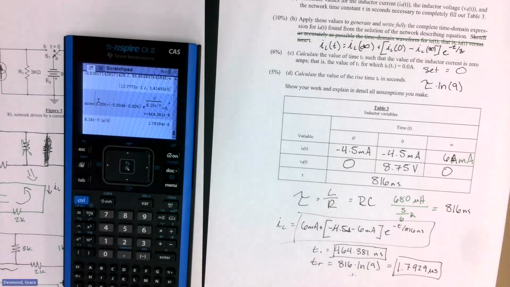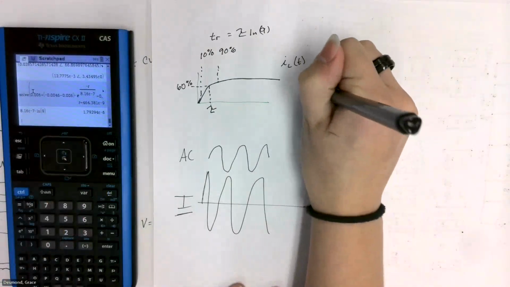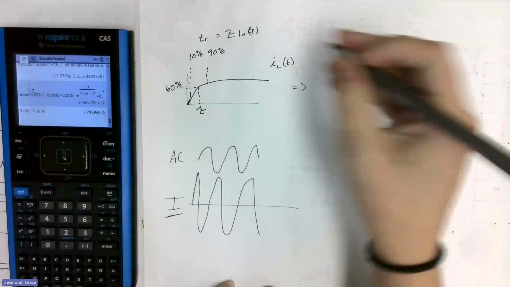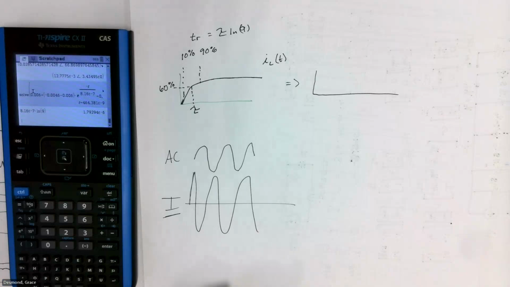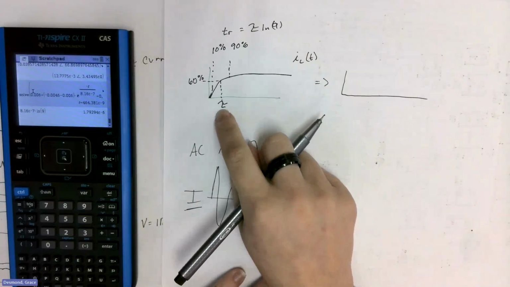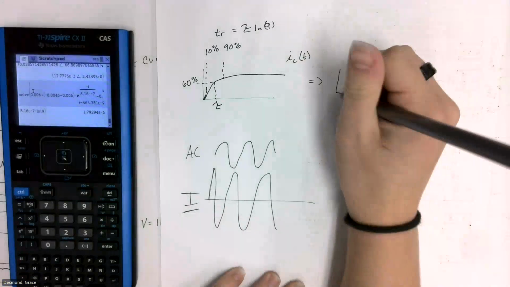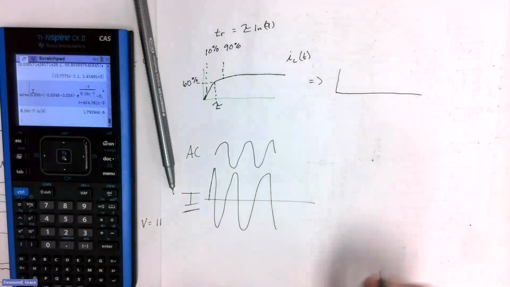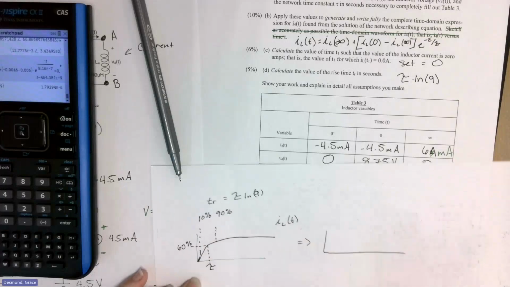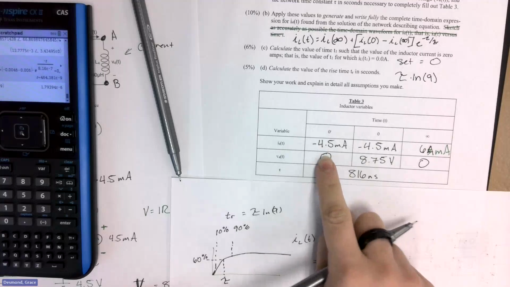If we wanted to draw out the thing, how would we do that? I don't think you're going to have to, but the question asked for it, so why not? So let's take this as an example. We said that tau is when you get up to 60%. I lied. The beginning and the end are going to be your 0 minus and infinity.